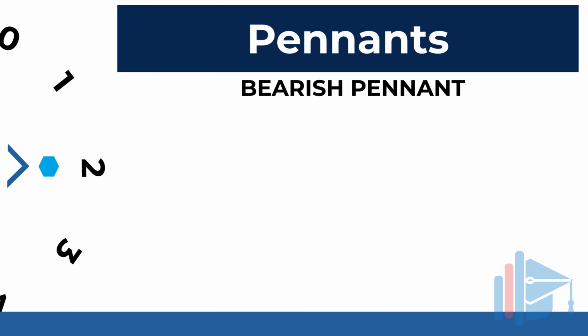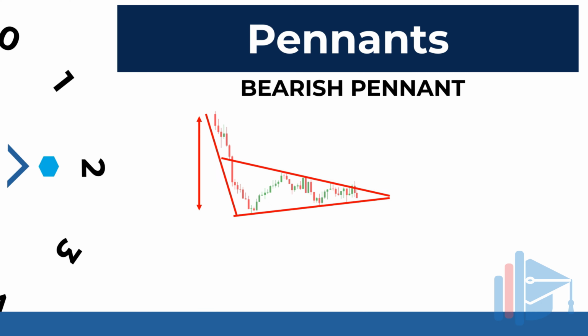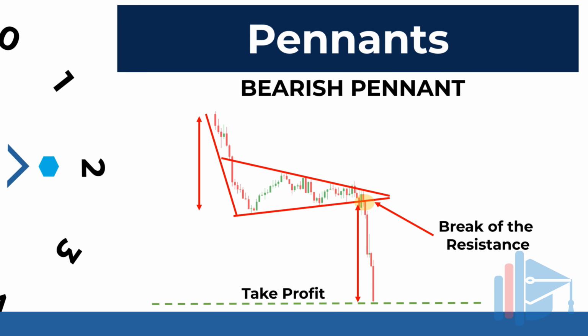The bearish version starts with a sharp price drop, followed by a triangular consolidation. The breakout typically continues lower, and the price target is established by projecting the length of the pole downward from the breakout point.